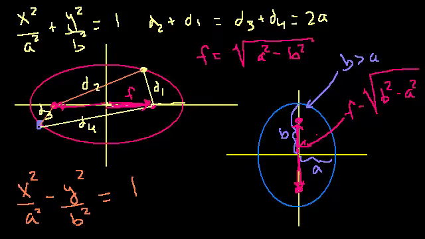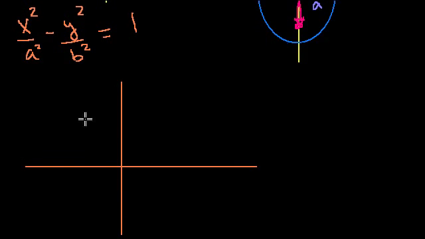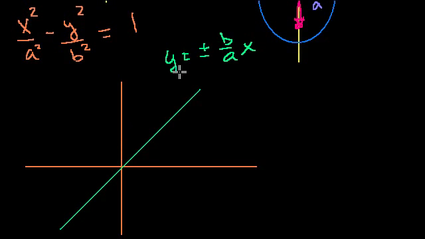But this hyperbola looks something like this. Let me see if I can draw it. Let's draw the axes, and then I want to draw the asymptotes. You could prove it by looking at some of the previous videos, but the asymptotes for this hyperbola are going to be y is equal to plus or minus b over a x. I'll just draw them as tilted lines, something like that. Those would be the asymptotes. This one's centered at the origin because it hasn't been shifted. And those are the two lines right there.